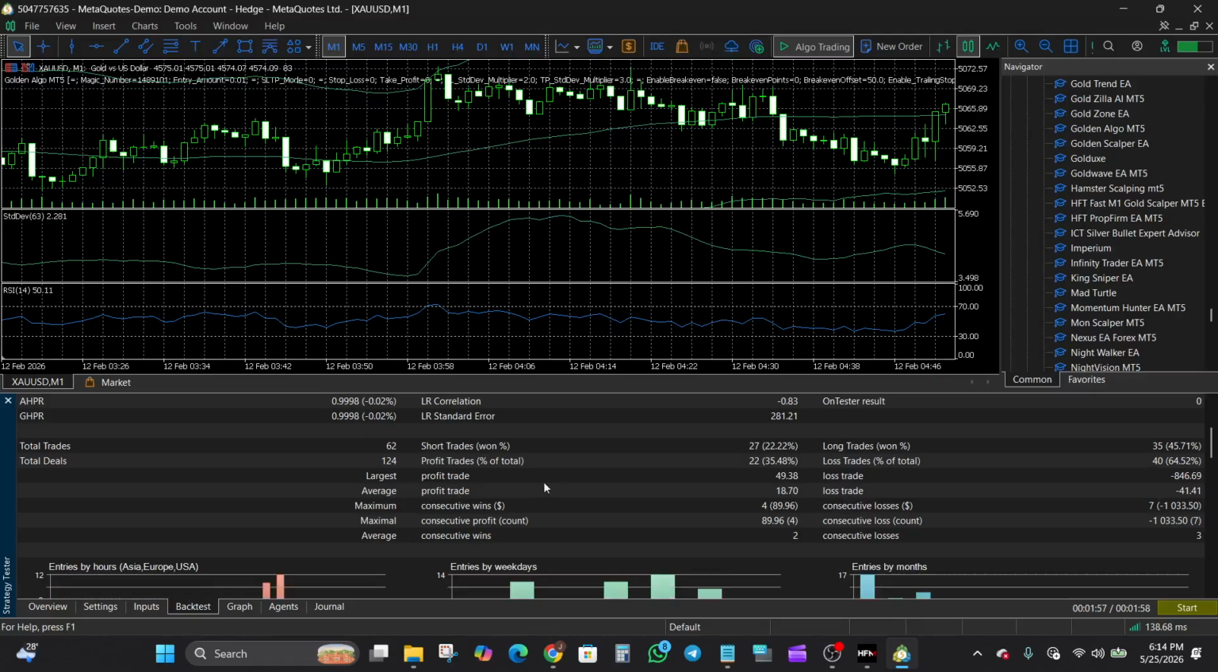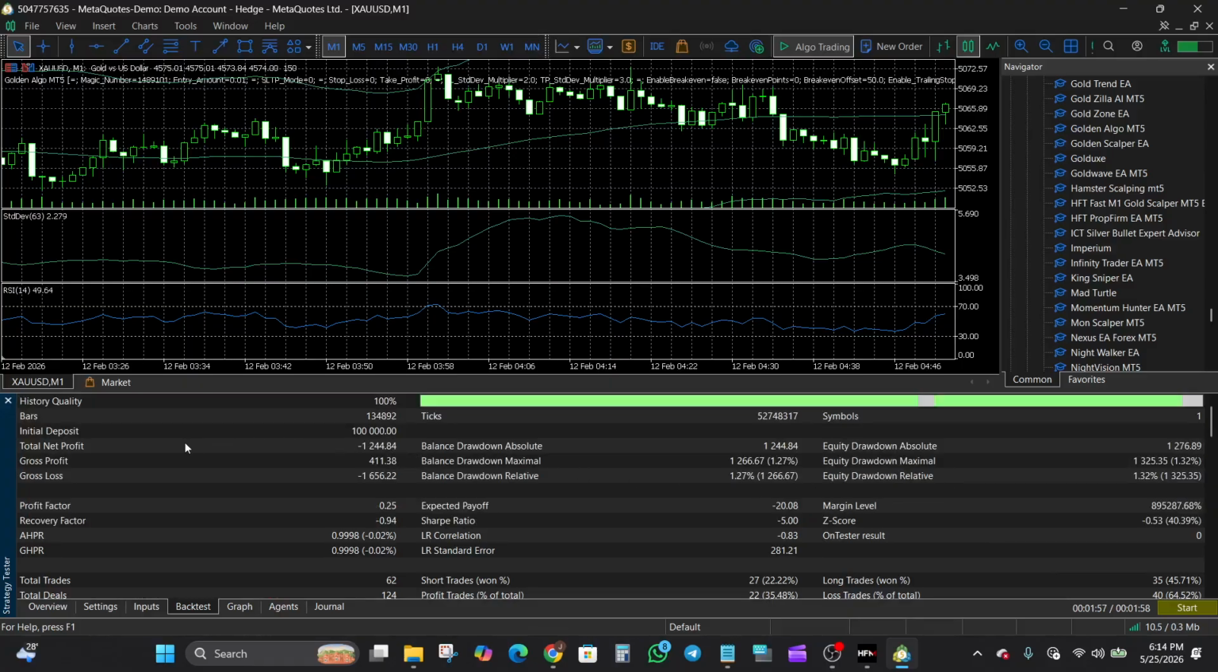Now, the largest profit is just $49.38. The largest loss is $846.69. The average profit is $18.70. The average loss is $41.41. Now, the risk to reward ratio is bad. The win rate is also bad. I'm not surprised to see a negative net profit, right?